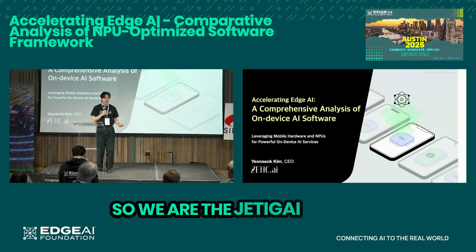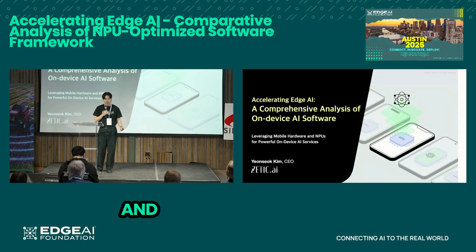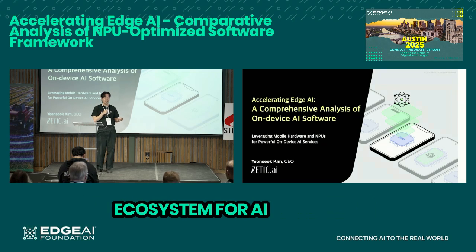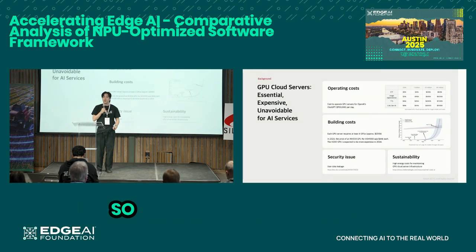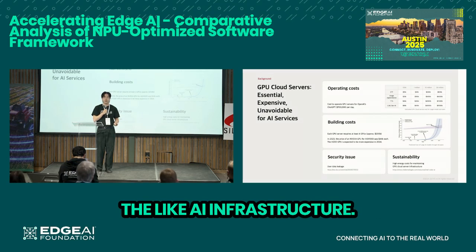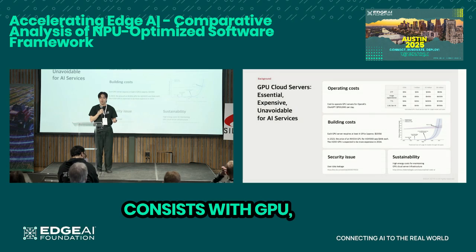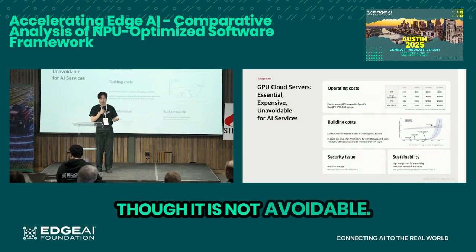We are JTIC AI, and we are leveraging mobile hardware, especially the MPU, to make powerful on-device AI services and to provide an ecosystem for AI engineers. So let's think about the background first. Companies like OpenAI and Google are bleeding money for AI infrastructure. Their infrastructure mainly consists of GPU cloud servers, which are essential and expensive, even though it is not avoidable.